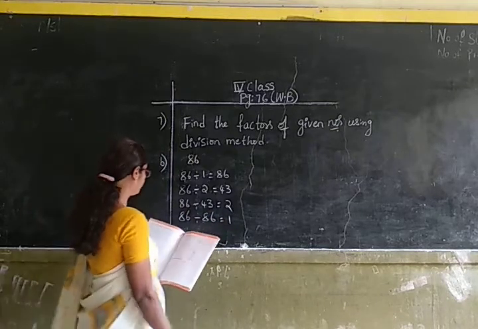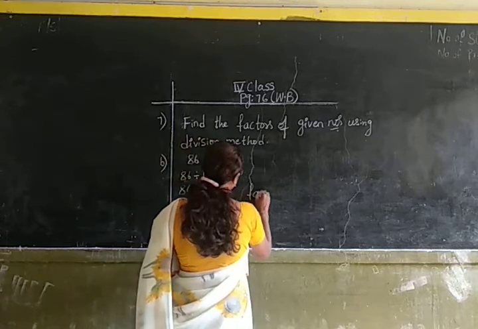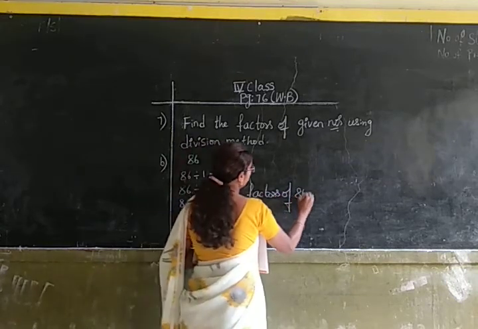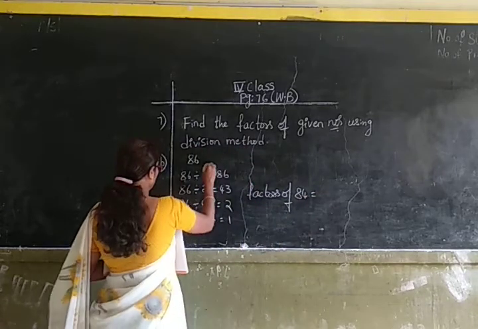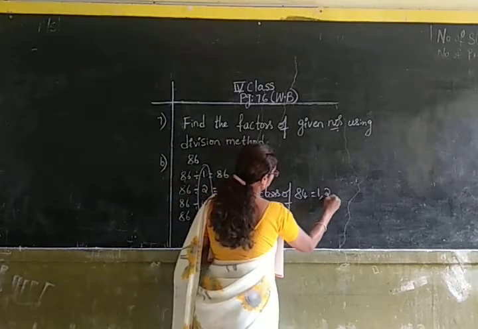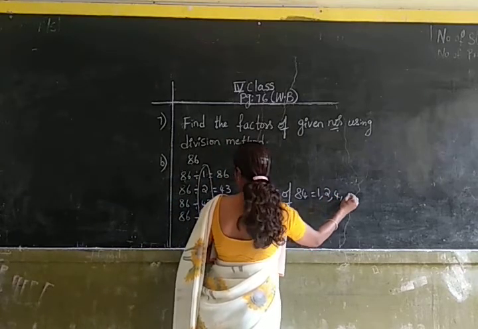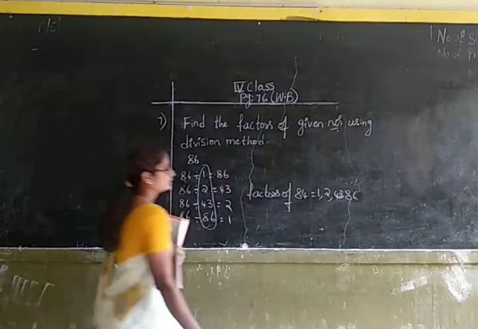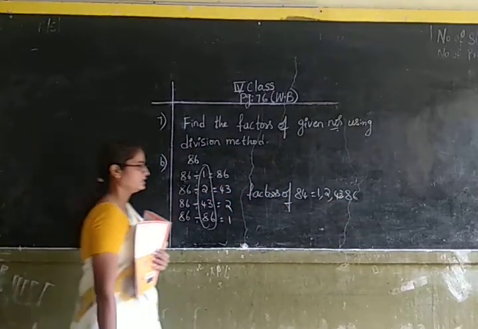Okay children. So factors of 86 is equals to 1, 2, 43 and 86. These are the factors of 86.